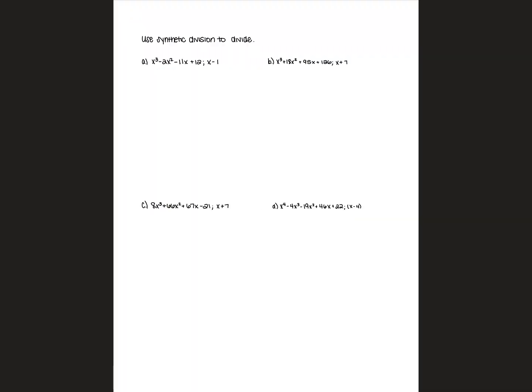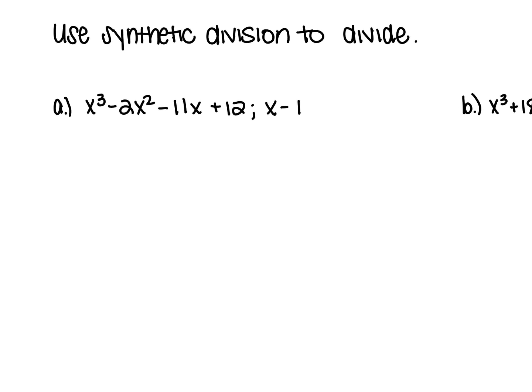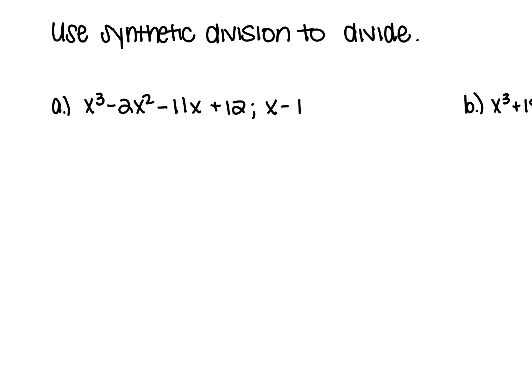If we look at some extra examples, for A, you have x cubed minus 2x squared minus 11x plus 12 divided by x minus 1. Set your x minus 1 equal to 0 and solve, moving the 1 over by adding it to both sides, so you get that x is equal to 1. For the x cubed minus 2x squared minus 11x plus 12, all of your powers are represented: 3, 2, 1, and 0. So your coefficients and constant are 1, -2, -11, and 12.